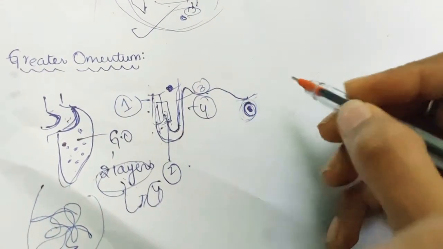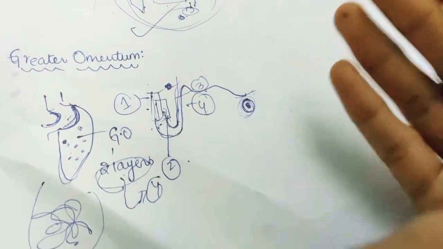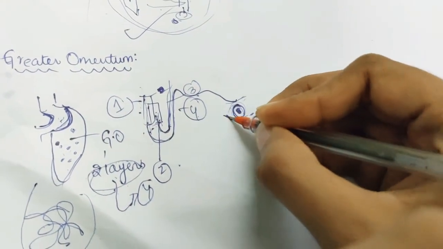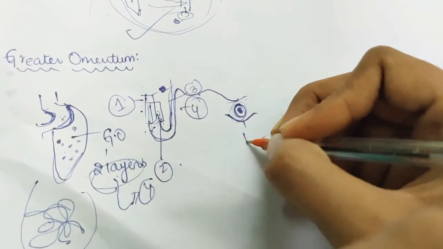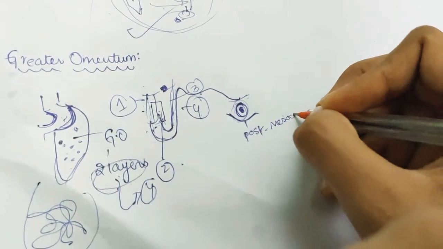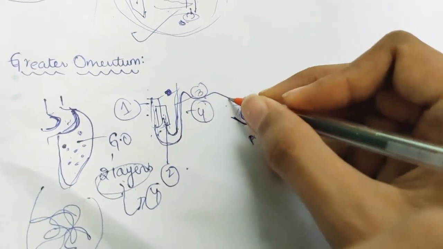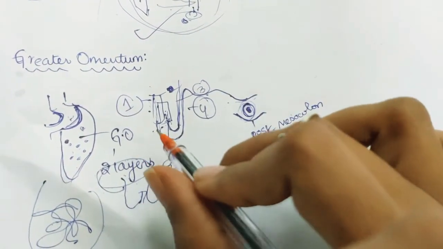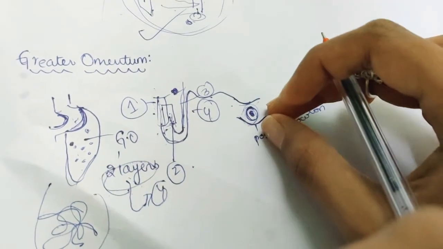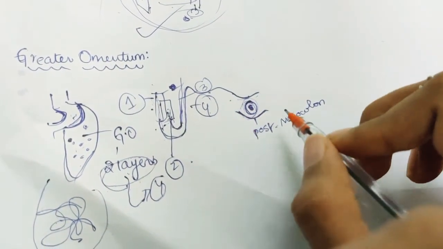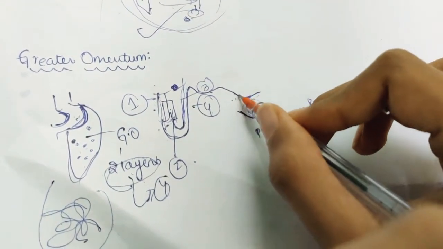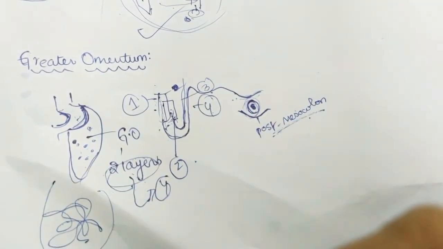This layer will also cover the transverse mesocolon. What is the transverse mesocolon? It's a posterior layer. For the transverse colon also, there is a peritoneum on the posterior side, which is called the transverse mesocolon. On the anterior side, there is a layer coming from this first layer, or you can say the fourth layer of the greater omentum. So the transverse colon is covered posteriorly by the transverse mesocolon, and anteriorly it is covered by the greater omentum layer.